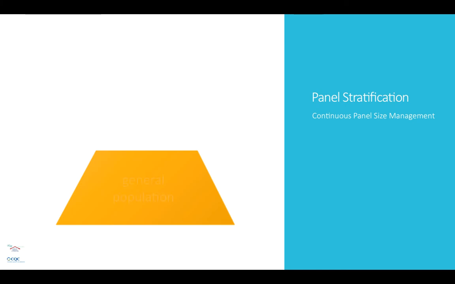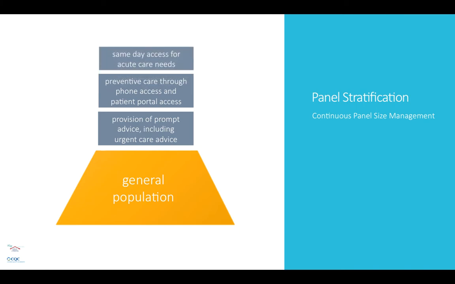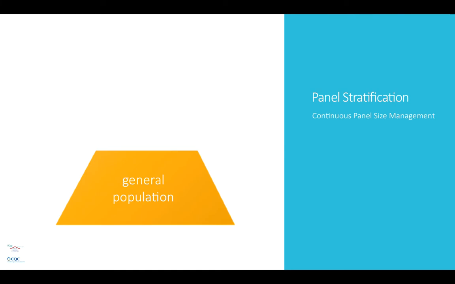Caring for the general population, those depicted at the base of the pyramid, may primarily involve the provision of prompt advice, including urgent care advice and systematized ways for delivering preventive care such as phone access, patient portal access, and same-day access to manage acute care needs for self-limited problems. Having this stratification process in place can help reduce the burden on clinicians of having to worry about who's overdue for preventive care needs, such as mammograms or colon cancer screenings.